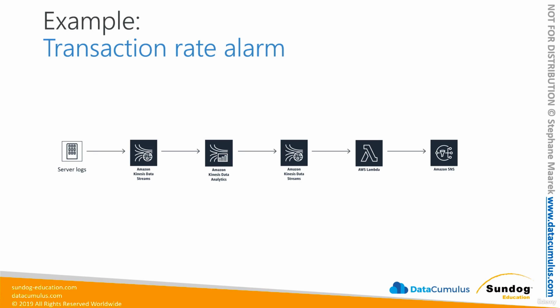But because Lambda is just code, it can do anything. It can transform that data in any way. It can talk to any service on the back end you can imagine. It can do whatever you want. So it's sort of the magic glue that enables you to put different components together in creative ways, and this is just one example of that.